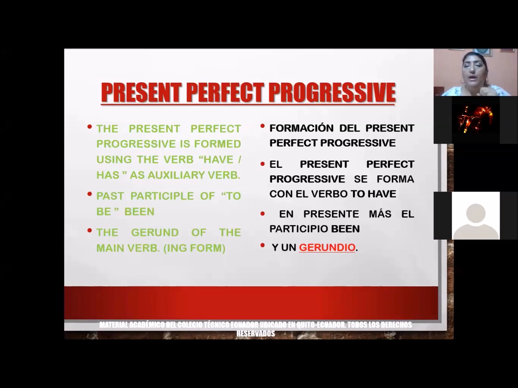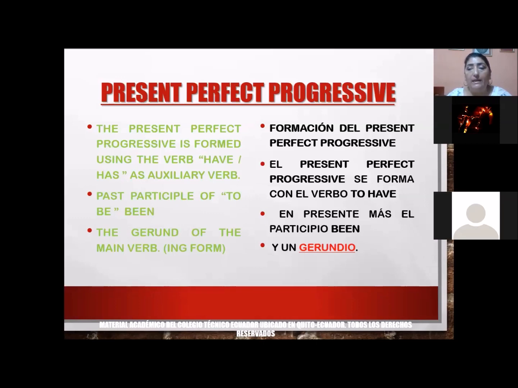What more? Something important is that all the perfect tenses must have the past participle of the verb. In this case, not the principal verb, because it is a progressive tense, okay? The present perfect progressive needs, look, the gerund of the main verb.